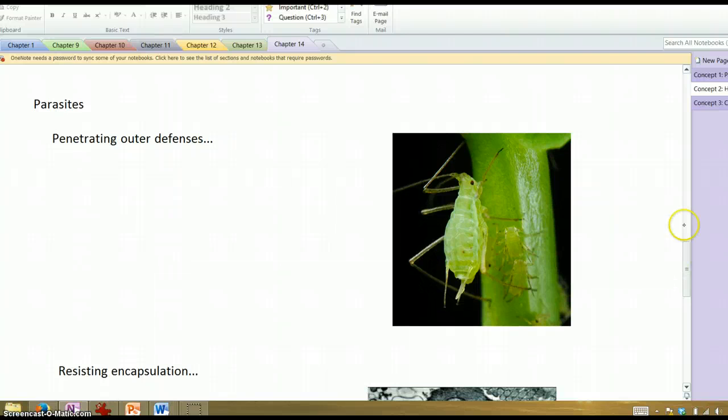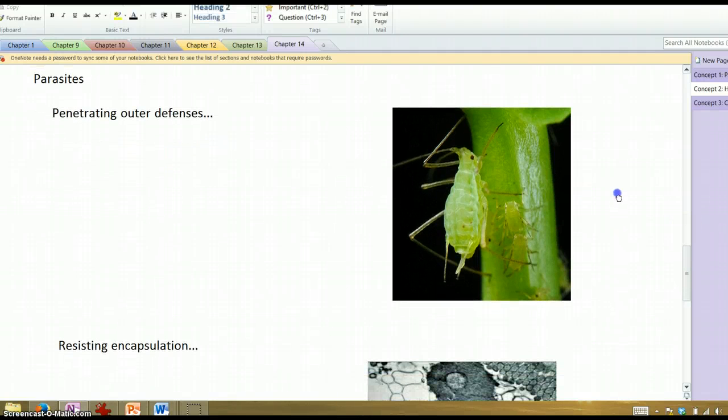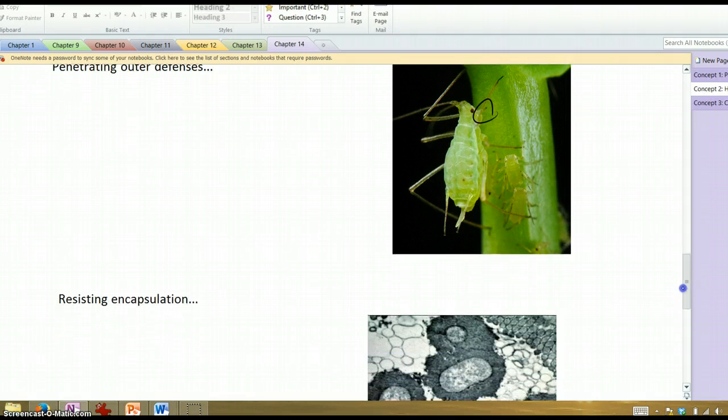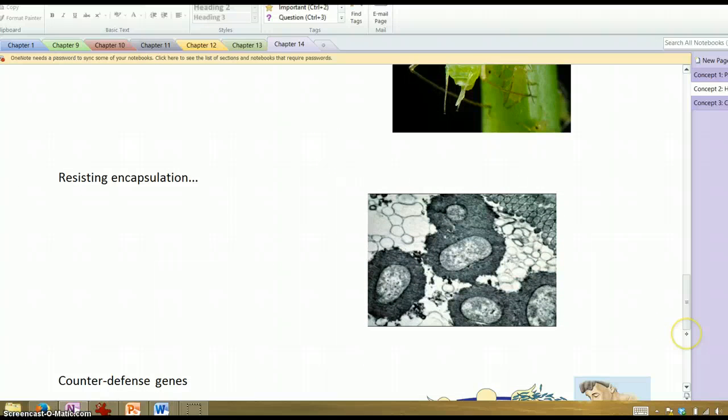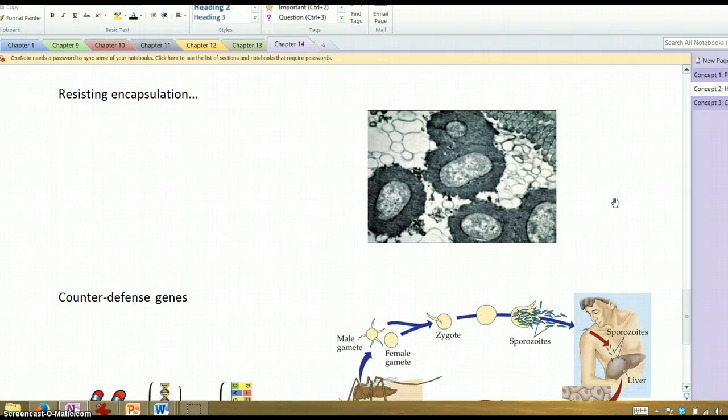All right, now the parasites have ways of getting access to their host. Of course, something like an aphid, which sucks the juice out of plants, has a mouth part that allows it to penetrate the outer coverings of the plant, essentially the outer protective covering. Encapsulation is a process that some organisms have in response to a pathogen. So, for example, these bacteria have been surrounded by a material that essentially isolates them and keeps them from reproducing or damaging the host. But the pathogens also have ways of resisting encapsulation.